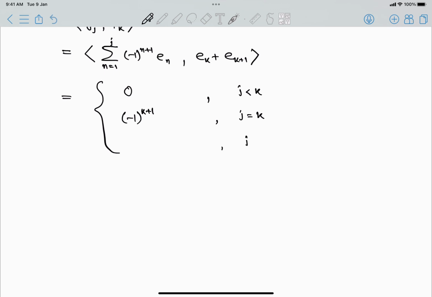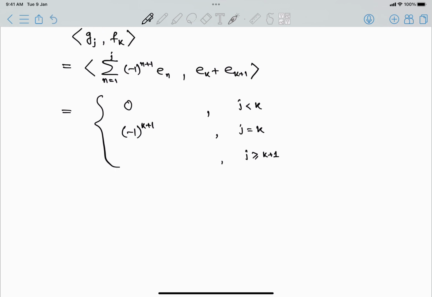And what happens if j is bigger than k plus 1? Here there are only two terms in f_k, so only e_k and e_{k+1} matter. All the other inner products will be 0. Since j is bigger than k plus 1, both e_k and e_{k+1} will be there in the sum. So with e_k you get the coefficient (-1)^{k+1}, and with e_{k+1} you get (-1)^{k+2}. So these three possibilities are there.